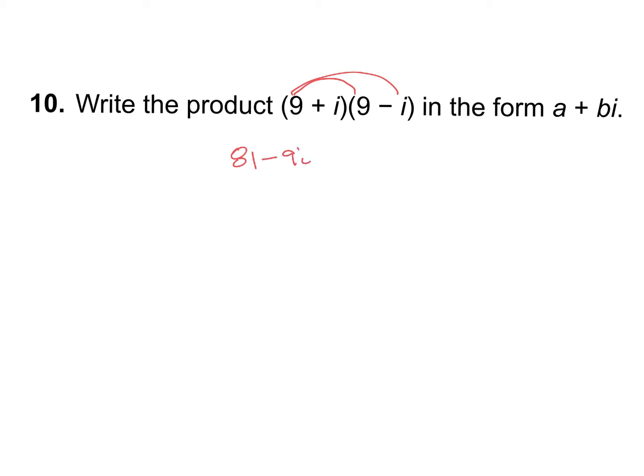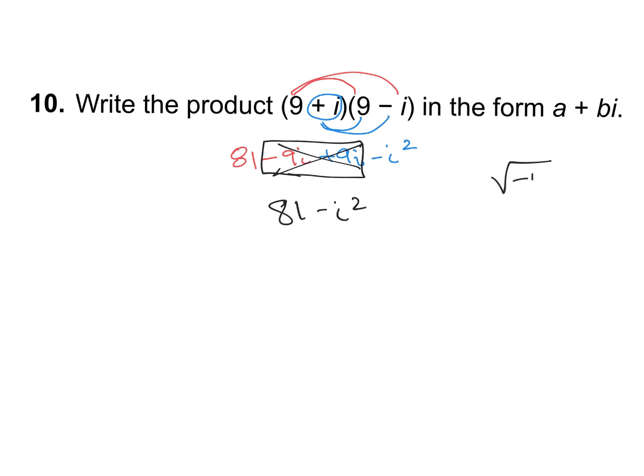Now I'm going to go back in. Let's grab a different color. Now I'm going to take this guy and distribute it. i times 9 is positive 9i. And i times -i is -i squared. So these two guys cancel out. -9i and positive 9i cancel out. So I get 81 minus i squared.